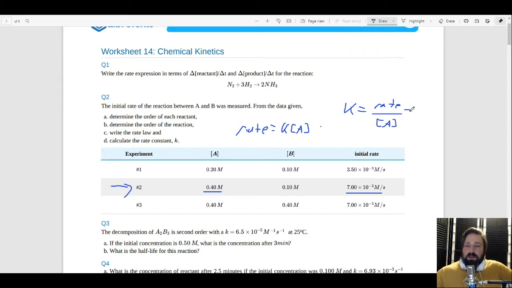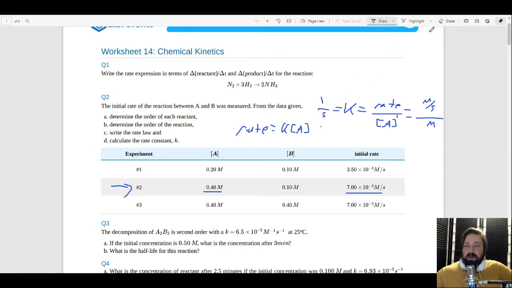And when you do this, you can actually see that depending on the order of the reaction, K is going to change. The units of K are going to change. So rate is always going to be molarity per second. And since this is first order, it's concentration to the first power. We have molarity on bottom. And this means that the units for K are 1 over seconds, or seconds to the negative first power.